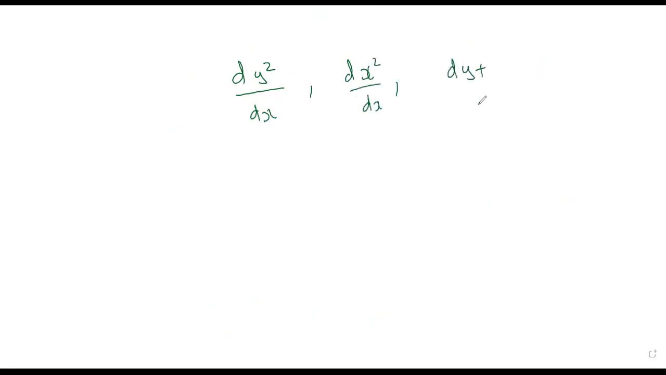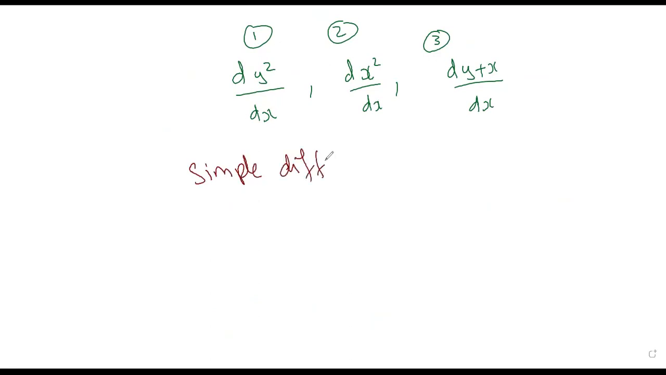Okay, so I'll ask you now, what if you have been asked to differentiate this, or maybe this, or maybe this? Okay, this is 1, this is 2, and this is 3. So which of these 3 cases is the simple differentiation case? Is it 1 or is it 3? Simple differentiation, 1. The function here is y squared. The function here is x squared. The function here is y plus x. Yes, so 1 and 2 are simple differentiation. 3 is implicit.